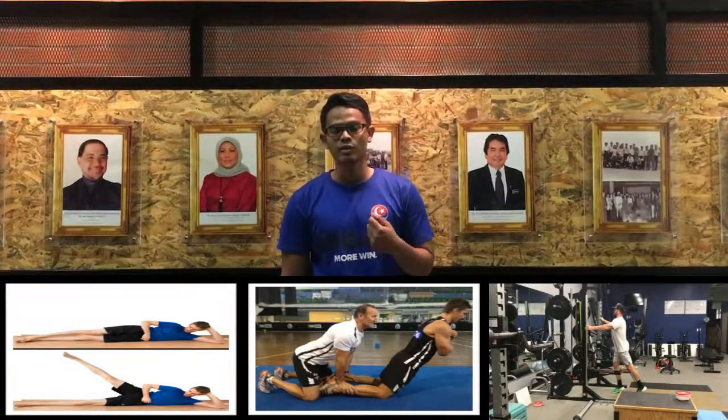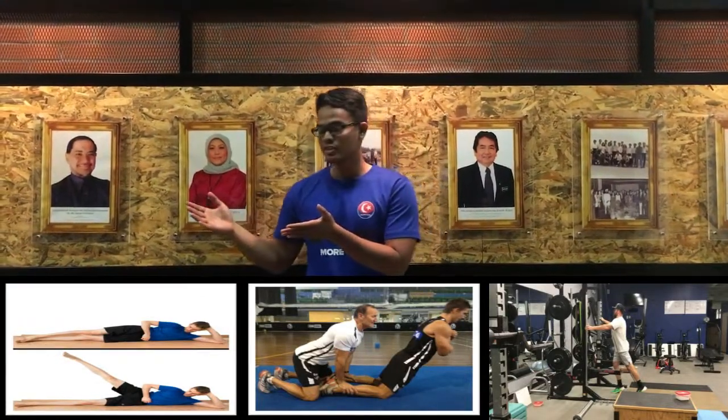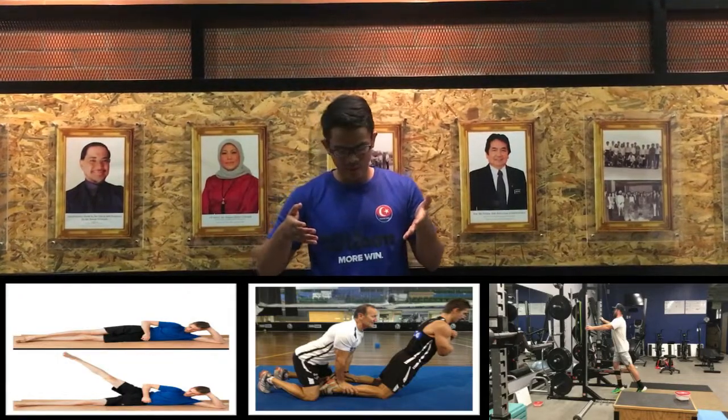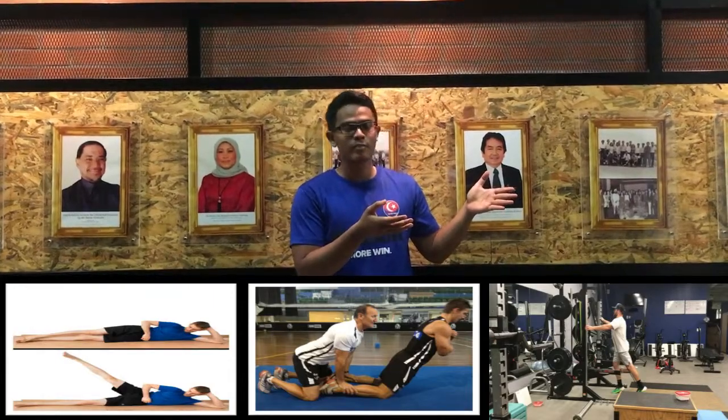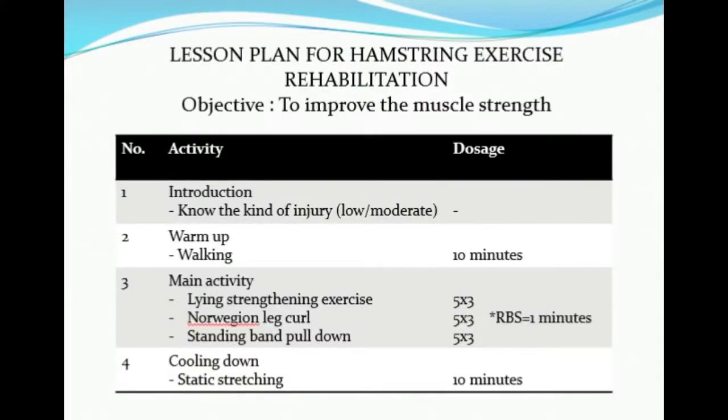Exercises need to be done for strength. The first one is lying strengthening exercise. The second one is Norwegian leg curl. And the third one is standing bend pull down. This is the lesson plan for hamstring exercise rehabilitation. The objective of the lesson plan is to improve the muscle strength.